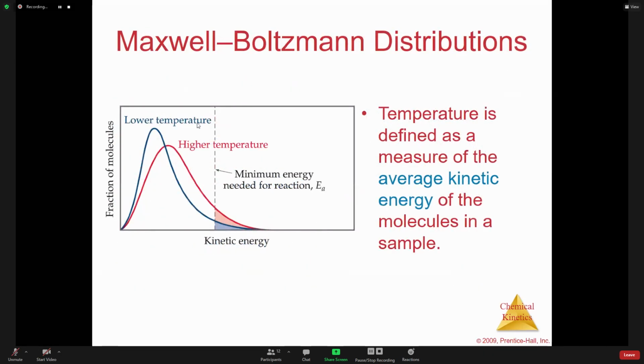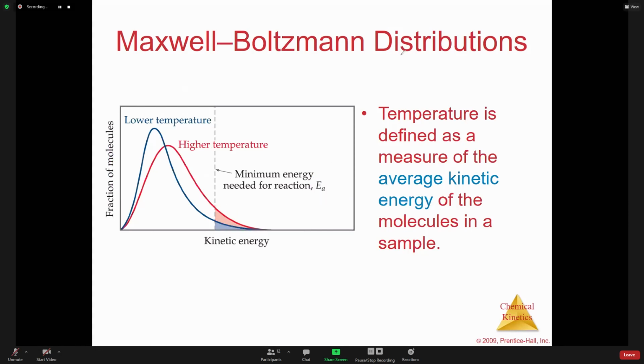So if we look at our Maxwell-Boltzmann distribution, remember we had different temps. At a lower temp, we're looking at the area under the curve. This is your activation energy right here, that barrier. At a higher temp, there's more particles, a larger area under the curve that are able to become products. At a lower temp, some are, but it's a much smaller shaded area, or a smaller fraction of molecules that have enough energy to get over and become products.